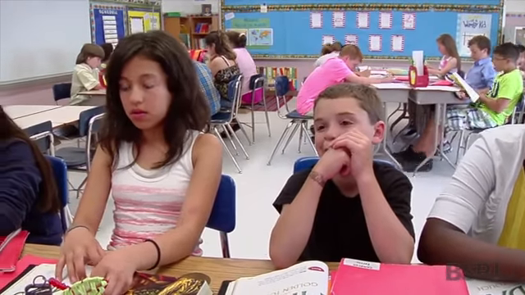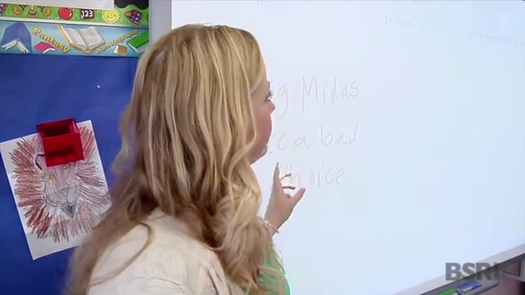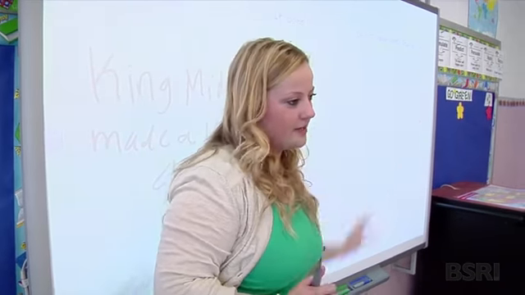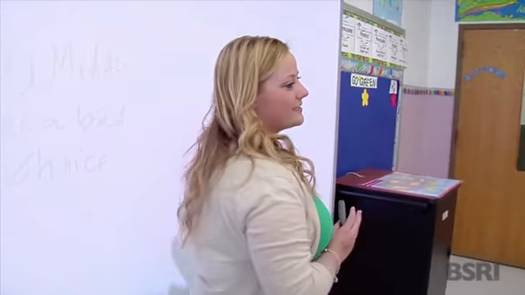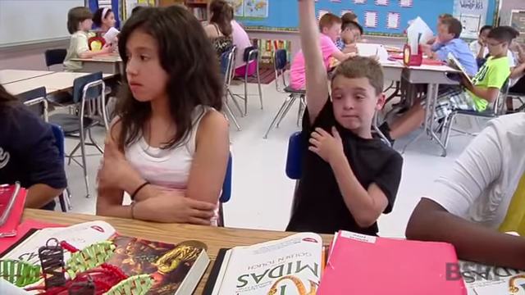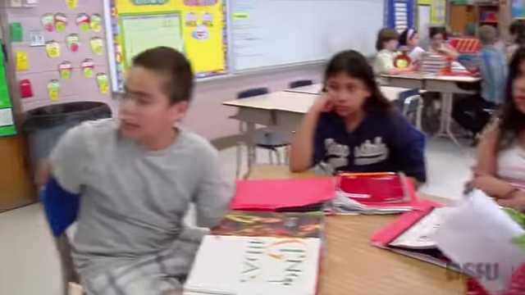I heard somebody say King Midas made a bad choice. What could we do to move it this way? What details could you add to get it over to this side? Noelle. He made a bad choice because when he got the gold touch, he touched everything and he touched his daughter. So his daughter turned into gold. Good.